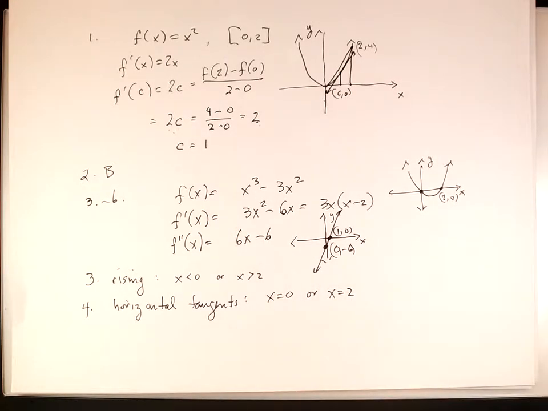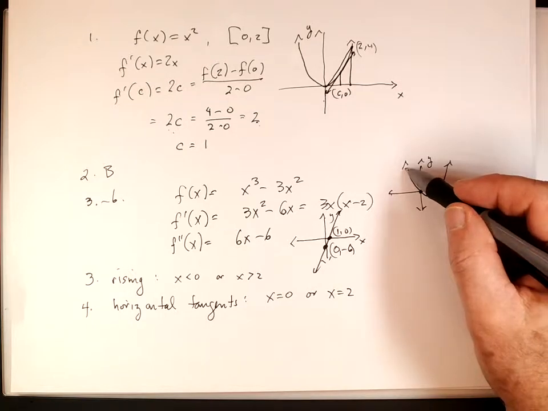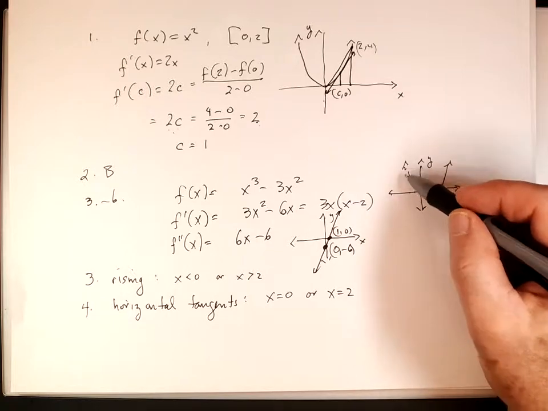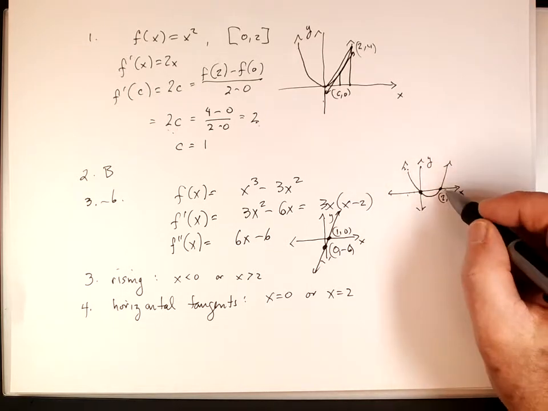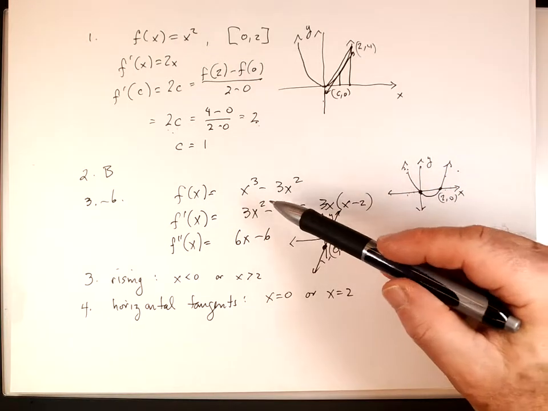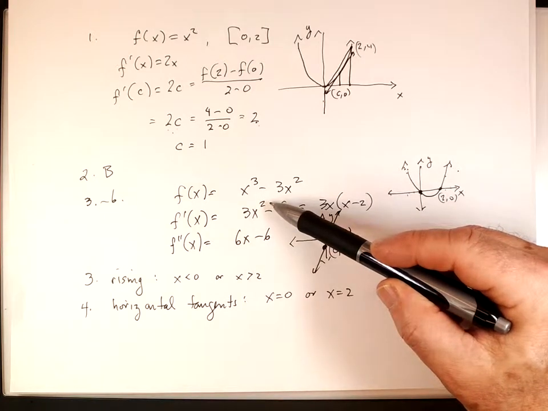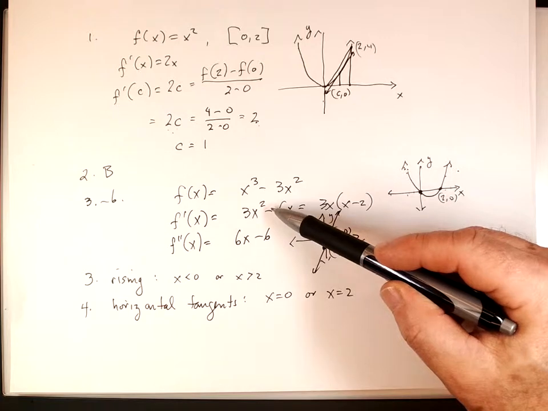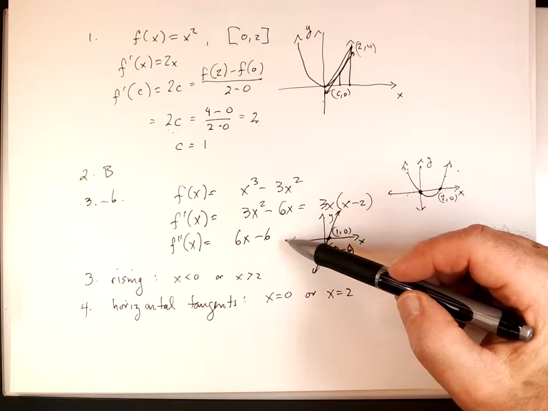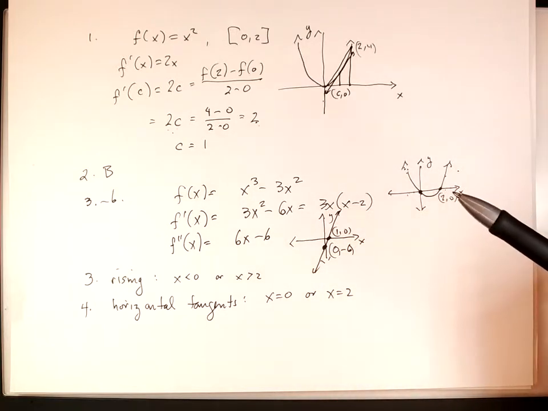Okay? Wait, so which graphs do we look at to see if it's rising? The first derivative is the graph you look at to see if the graph of the original function is rising. The first derivative is positive when x is less than 0, because it goes above the x-axis, or x is greater than 2. That's where the graph of the original function is rising. So the first derivative tells us rising, falling, and the horizontal tangents, yes, it does. Okay, is everybody else set on that?